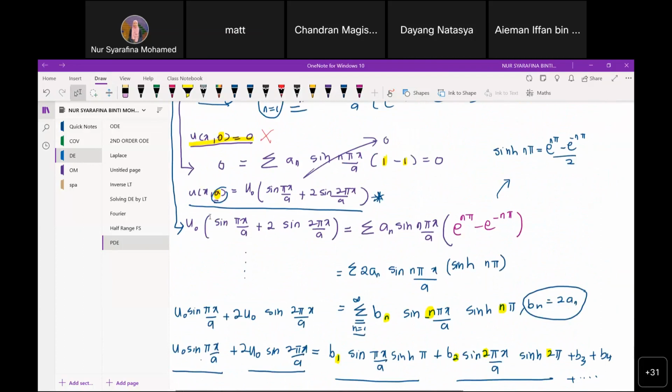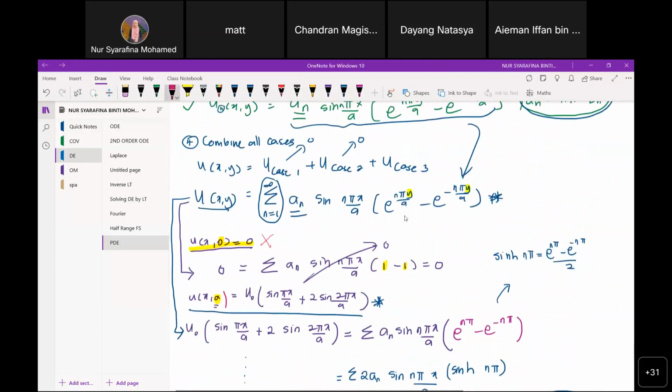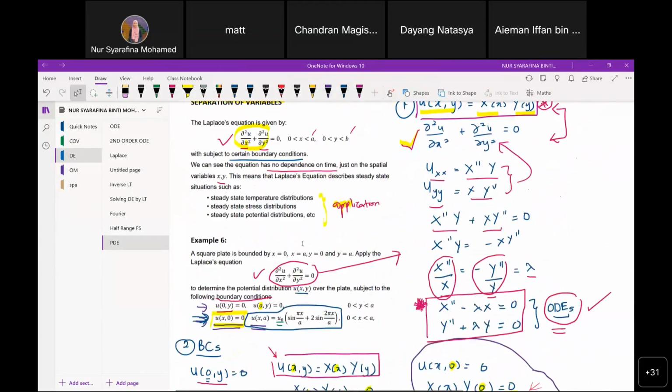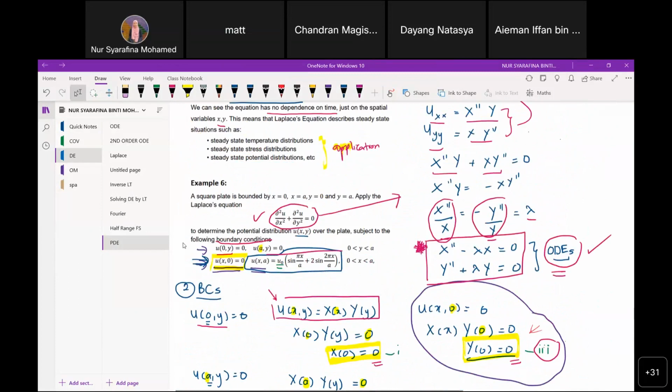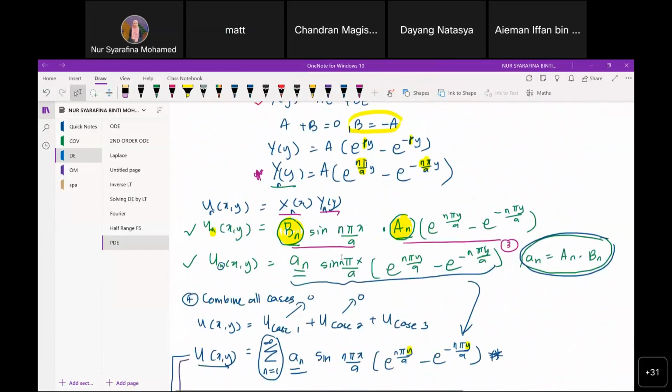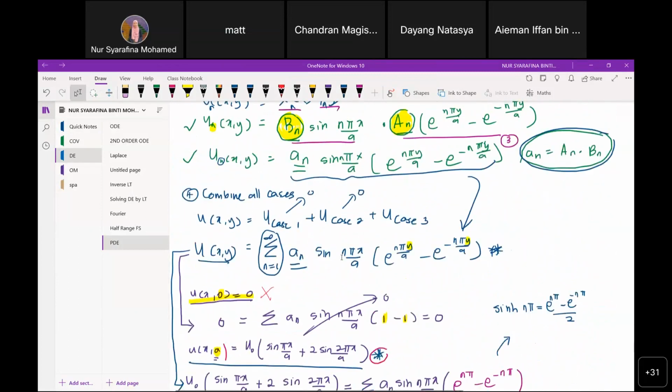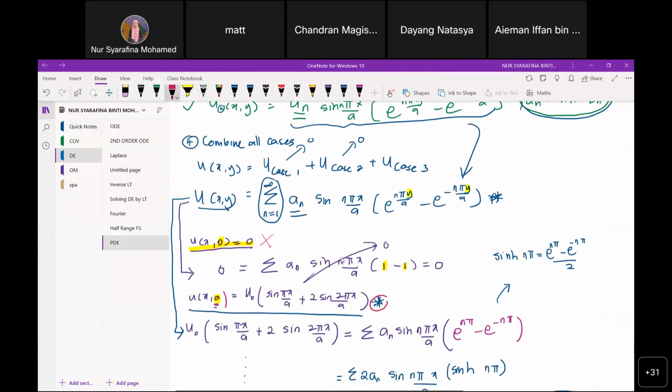Then the next condition given: u(x,a) equals u0 sine pi x over a plus 2 sine 2 pi x over a. So this is based on the given condition, given here. Now we want to substitute y with a there, y here with a.